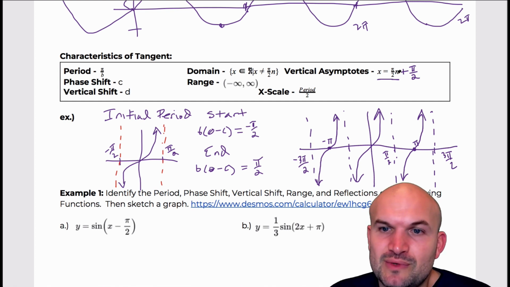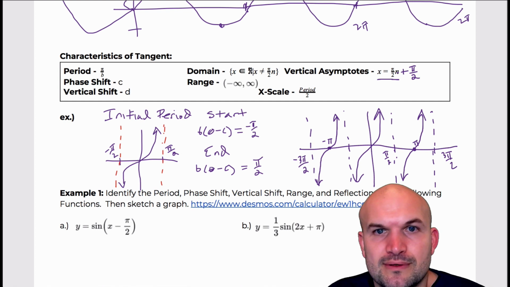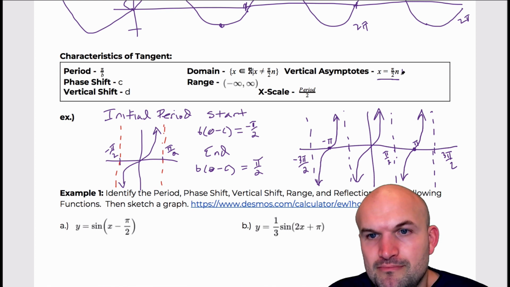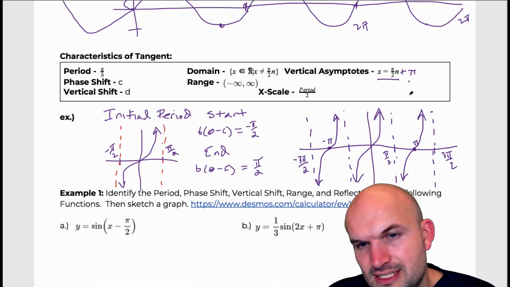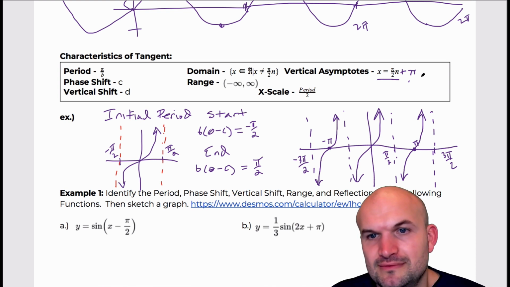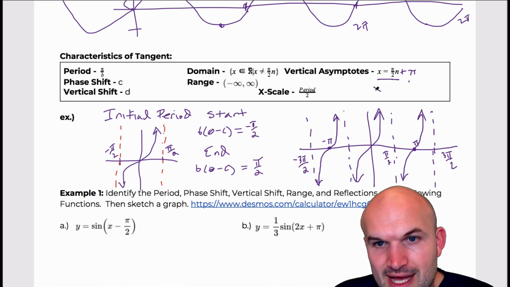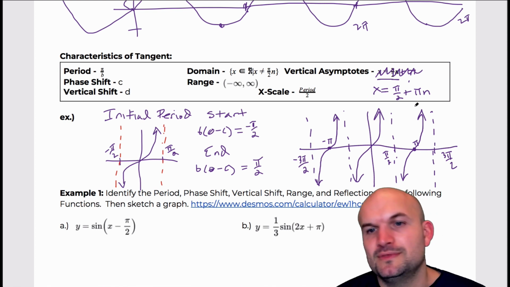But what you can see for each one of these intervals, as I keep adding, each one is going to be at pi. So there we go. Let me see what I get here. It's not going to be at 0. I fixed it. It's going to be pi halves plus pi n, because we're never going to want to get to 0. So x is equal to pi halves plus pi n. There we go. That's it.